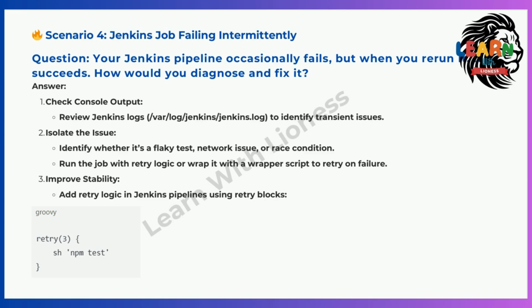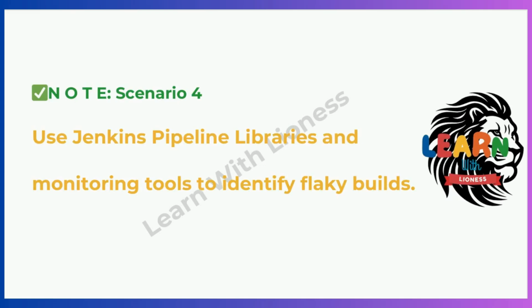2. Isolate the issue. A. Identify whether it's a flaky test, network issue, or race condition. B. Run the job with retry logic or wrap it with a wrapper script to retry on failure. 3. Improve stability. A. Add retry logic in Jenkins pipelines using retry blocks. Note: use Jenkins pipeline libraries and monitoring tools to identify flaky builds.